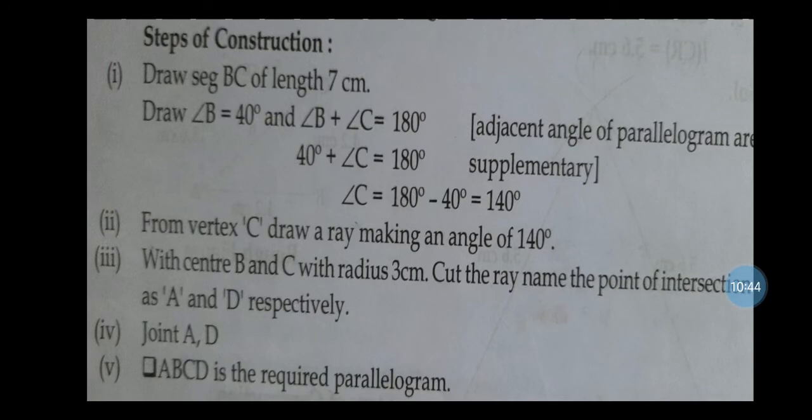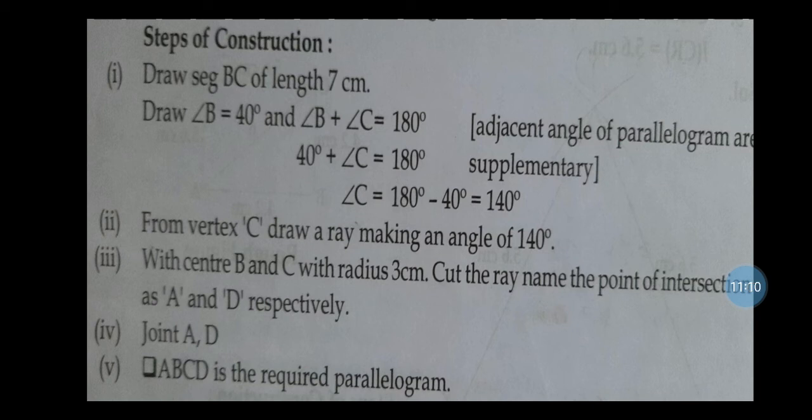Steps of construction. You will draw segment BC of length 7 centimeters. Draw angle B of 40 degrees. And angle B plus angle C is equal to 180 degrees, since adjacent angles of a parallelogram are supplementary. Substituting the values, we get 40 degrees plus angle C is equal to 180 degrees. Angle C is equal to 180 degrees minus 40 degrees, that is 140 degrees.